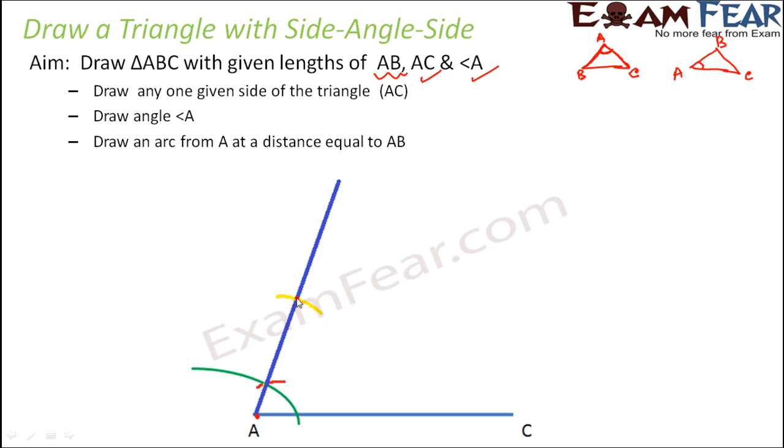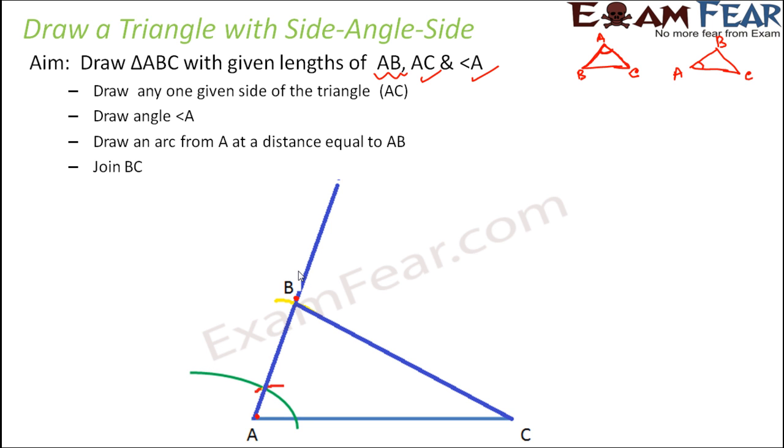The point where this arc intersects this line is nothing but point B. So you join BC and you get a triangle ABC. Here you see this is triangle ABC where this angle is given and these two sides are given. This would be your approach when you want to draw a triangle with two sides and one angle given. So this is your triangle.